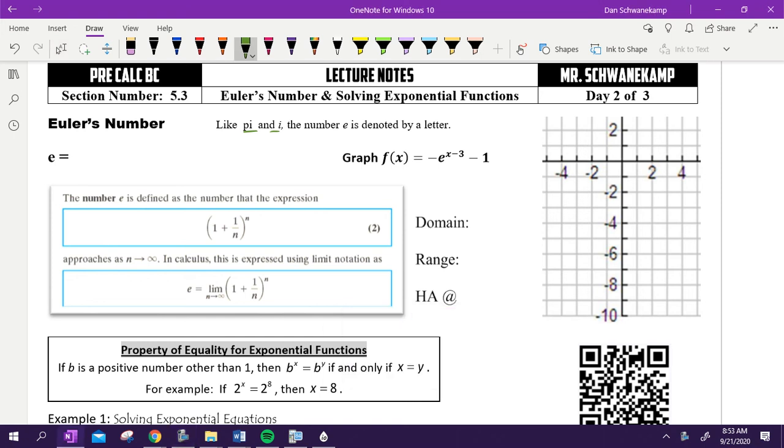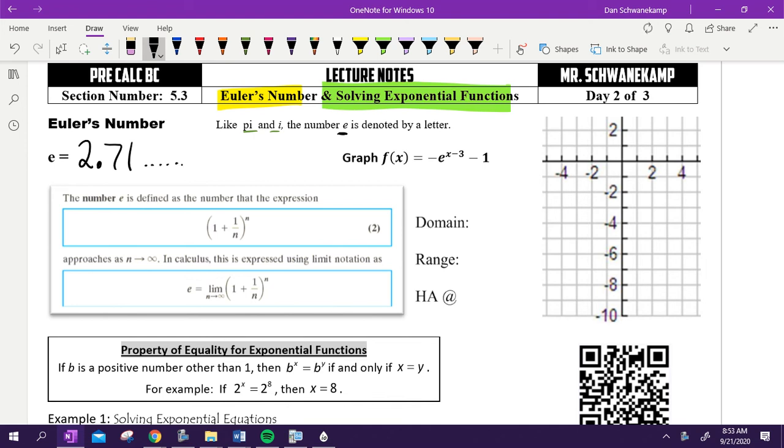Here we go. We are starting off today by talking about Euler's number, and then we are going to solve exponential functions. So Euler's number, it is like pi. The number e is denoted by a letter. Okay, e is a number. It is Euler's number. It is the number 2.71 and so on.